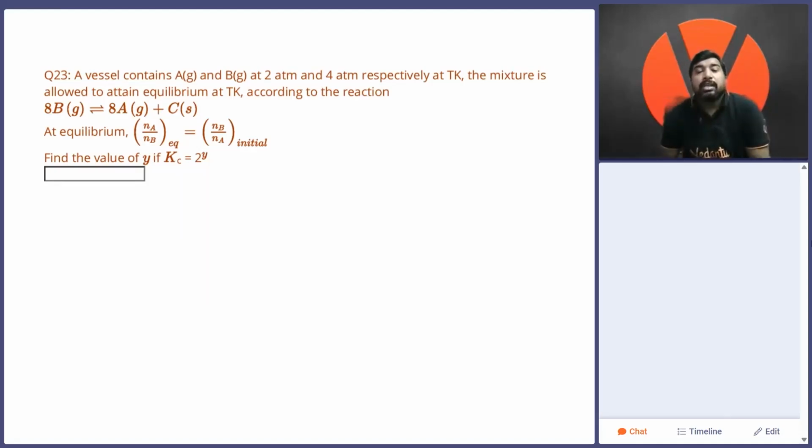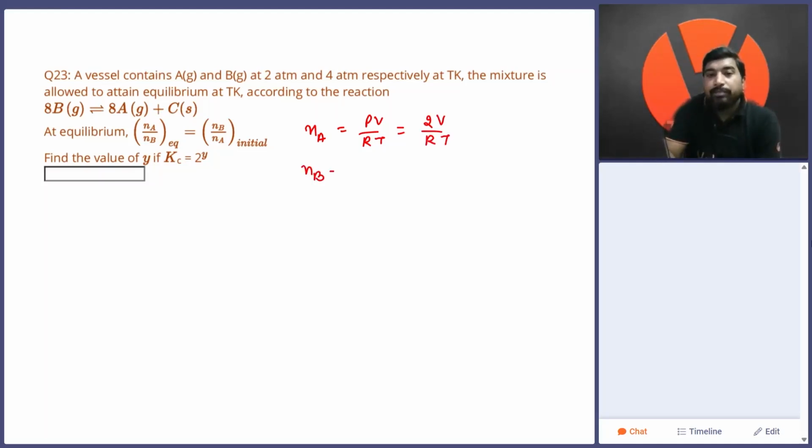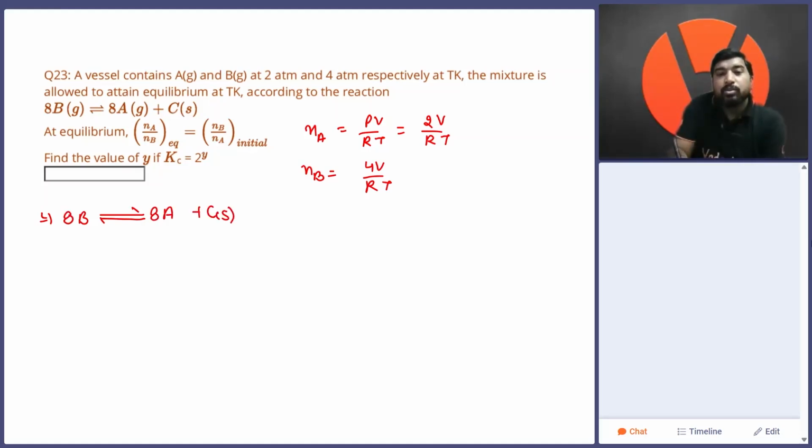In this case, a vessel contains A gas and B gas at 2 atm and 4 atm respectively. So from here, we can find the number of moles of A, using the formula PV upon RT. The pressure is 2, so 2V upon RT. And NB initially is 4V upon RT. And after some time, B will decompose into A and C solid.